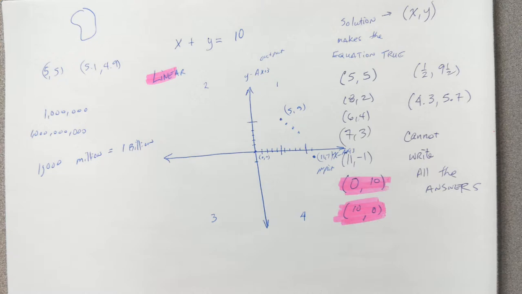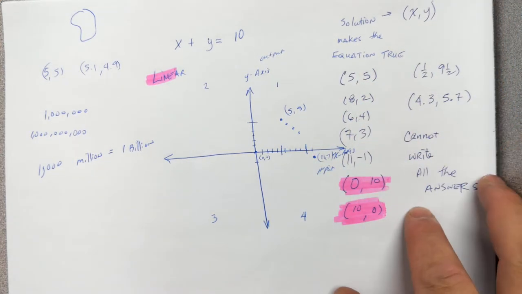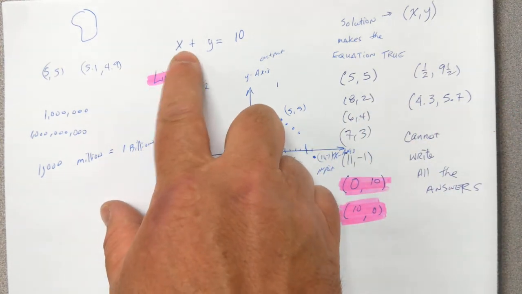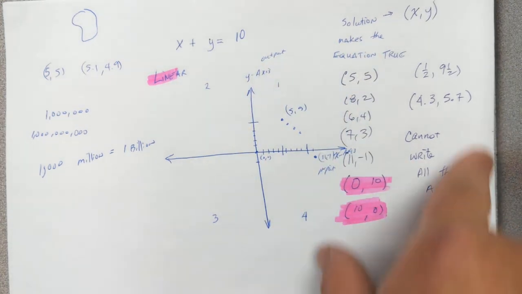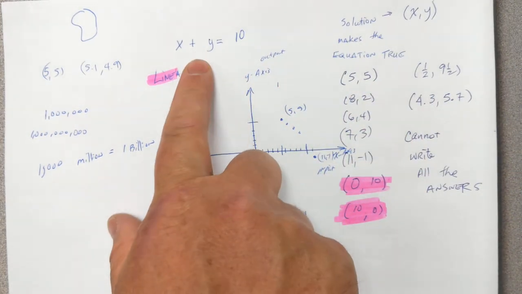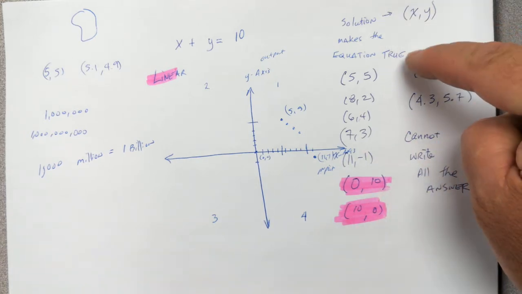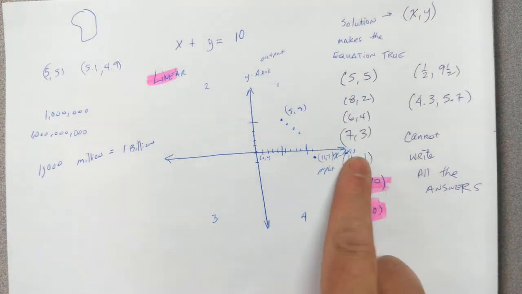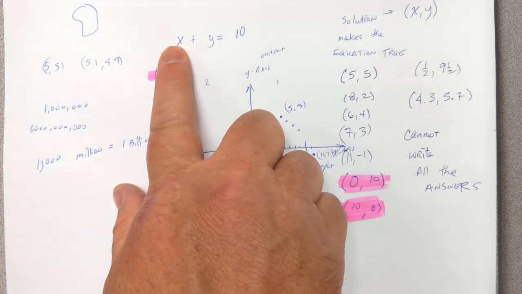How'd you get them? What are these? All of these have something in common. They all add up to 10. So x plus y equals 10. X plus y equals 10 for all of these. These are all solutions to this equation. In other words, a solution is a value for x and y that would make this true. So any of these, you could plug in x, you could plug in y, and they would add up to 10.